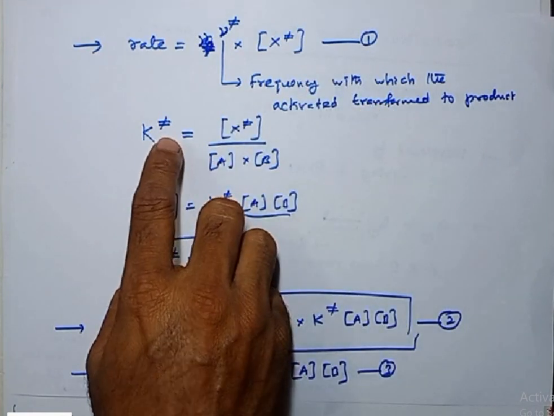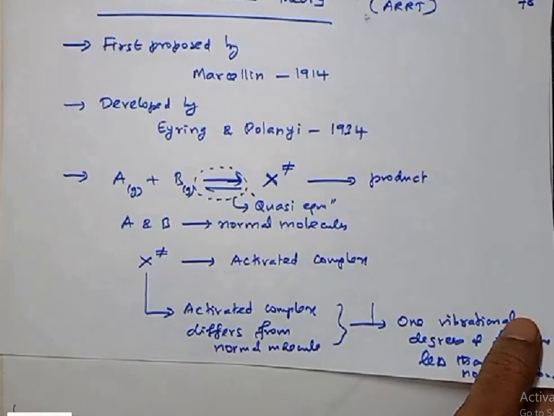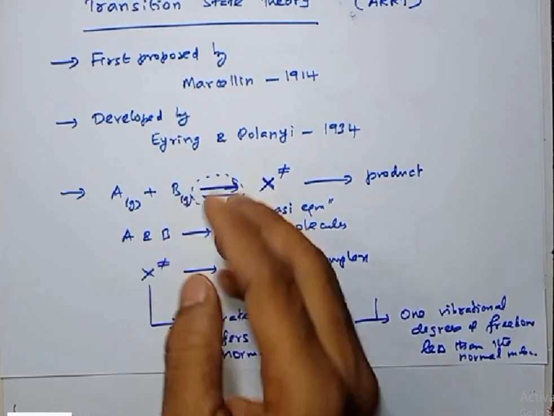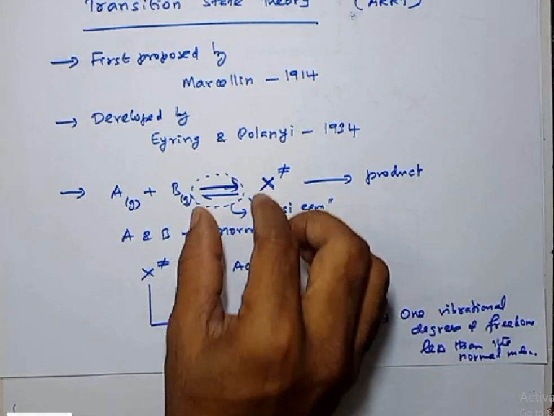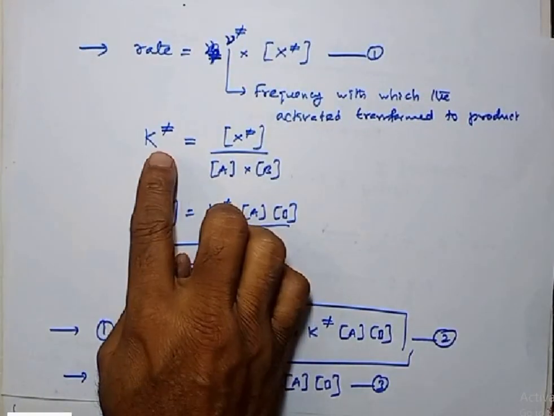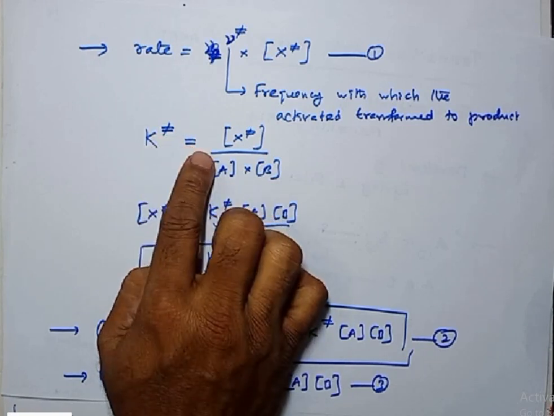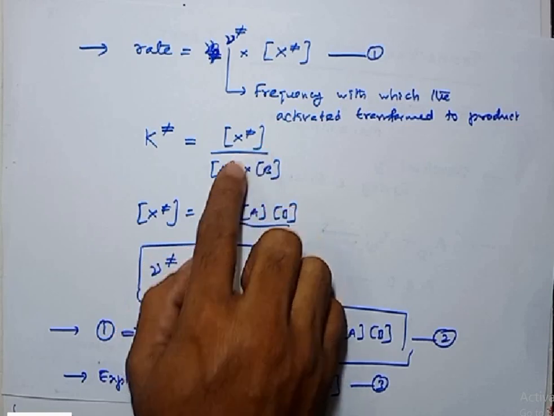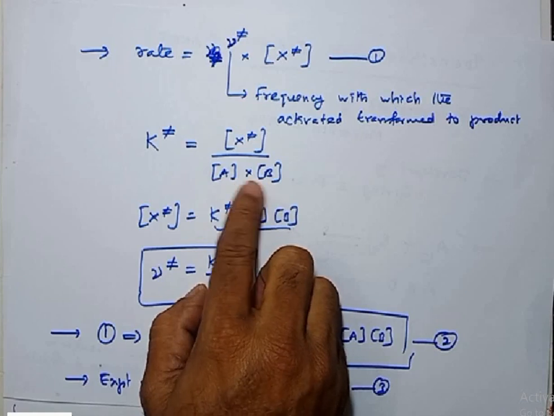Then we know very well there is a quasi-equilibrium, right? So in the previous page I showed you, there is a quasi-equilibrium. So for that equilibrium, we can apply the equilibrium constant idea, or the law of mass action. So we can find the equilibrium constant for this equilibrium. What is the equilibrium constant for this? The equilibrium constant for the activation reaction, represented as K double dagger, is equal to the concentration of the activated complex divided by the product of the concentrations of the reactant molecules.